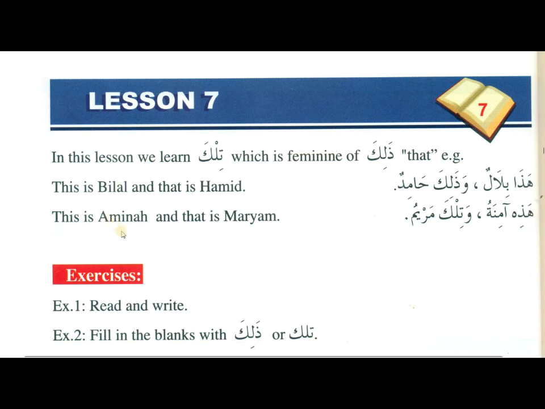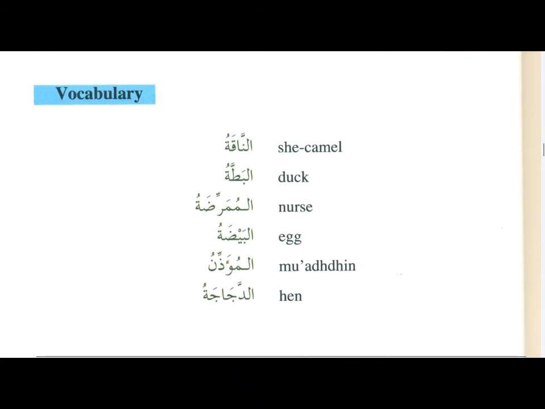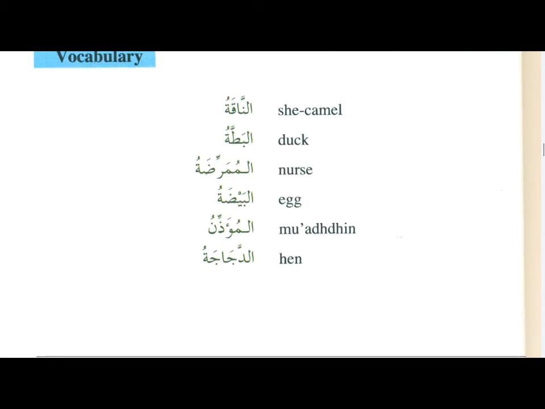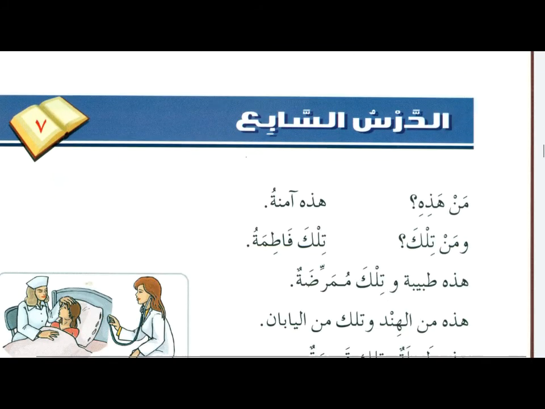So in this lesson we will learn the feminine form of zalika. Zalika means that, it is used for masculine. Its feminine form is tilka. Tilka means that, it is used for feminine. Haza Bilalun wa zalika Hamidun, you can read these sentences. Then you have vocabulary, you need to memorize this vocabulary, then you will write their meanings without looking at the book or anything, and you will upload it to Google Classroom as your homework.